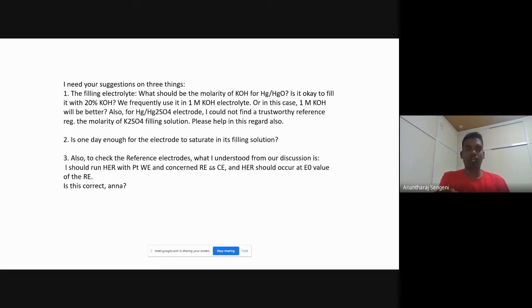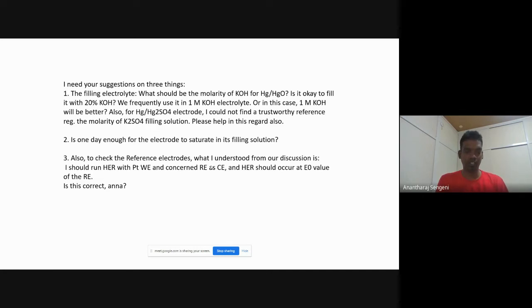Now we all know that Pt should always give an HER onset of 0 volt versus RHE. Since you know the pH of your electrolyte, you can reverse calculate the potential of your reference electrode just by applying the Nernst equation. So that's how it goes. So it is a very simple way.